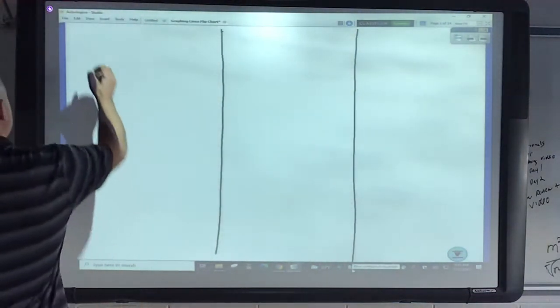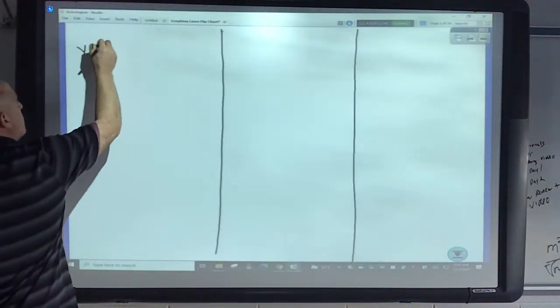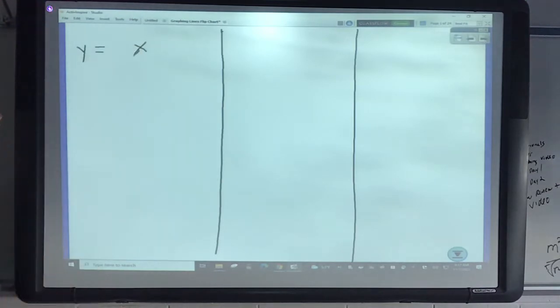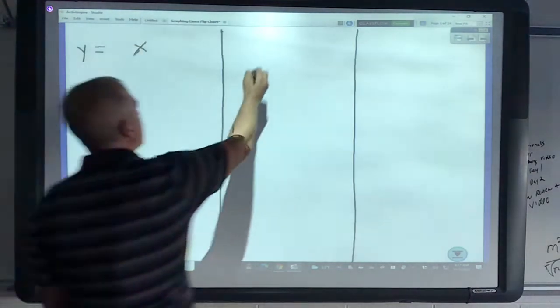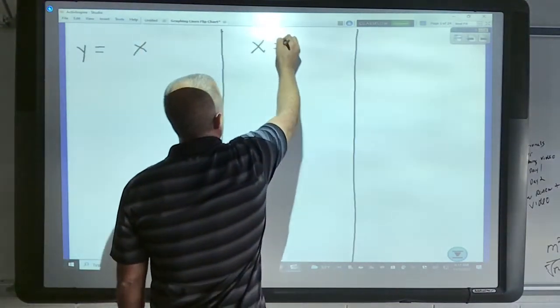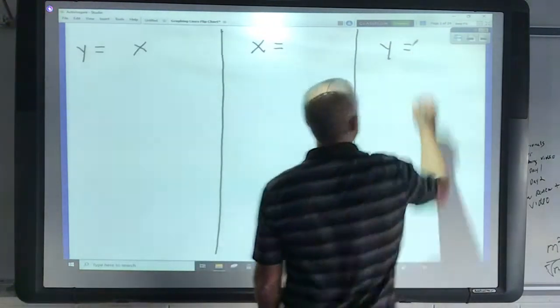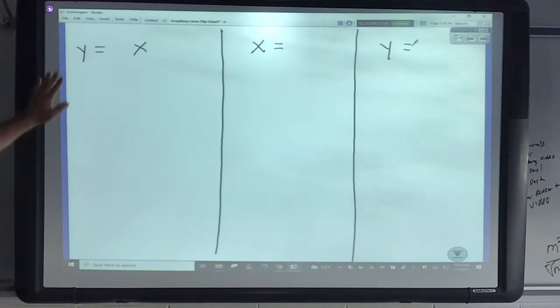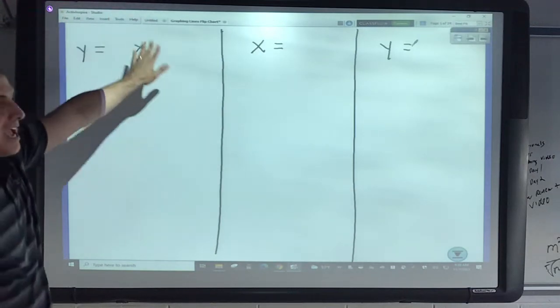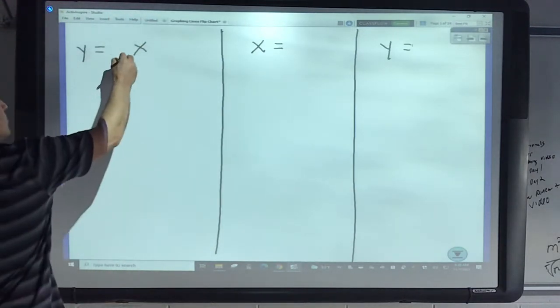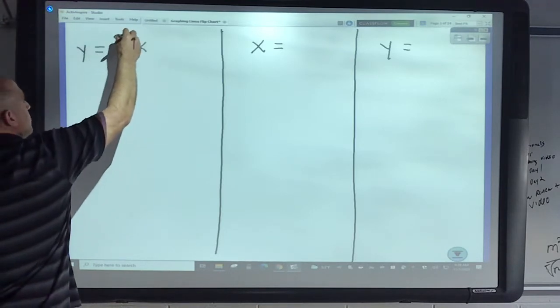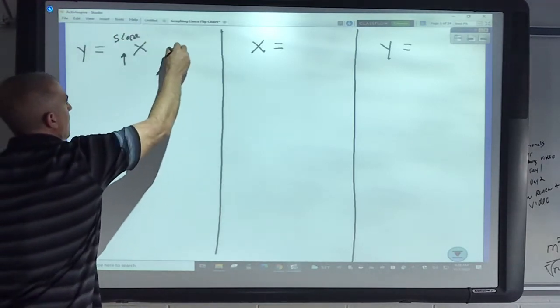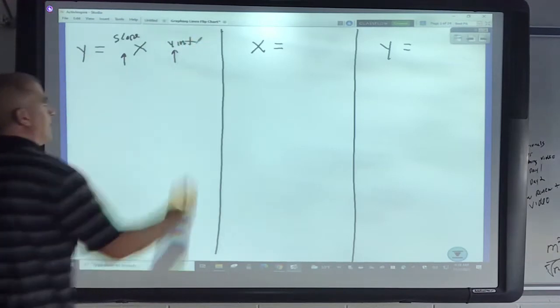First of all, graphing a line with a y equals and an x. The second one is when it's just x equals, and the third one is just when it's y equals, okay? Now, when there's a y equals and an x, there will be a number here that is the slope. We've talked about this already. The number right here will be the y-intercept, okay?